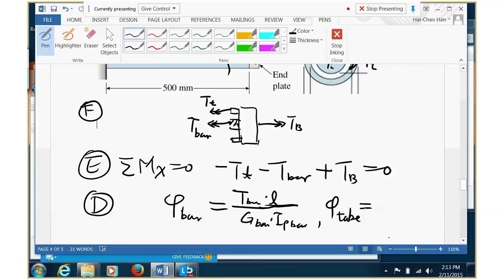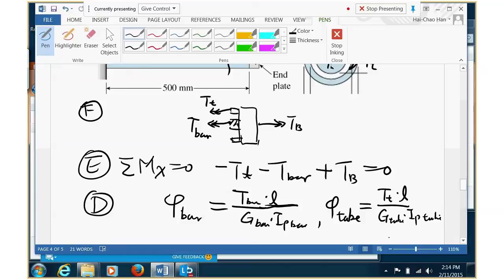What's for the tube? That should be T tube, right, times the length of the tube, then the material of the tube, and then the IP of the tube, right?